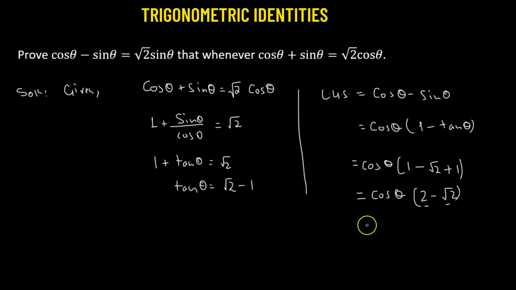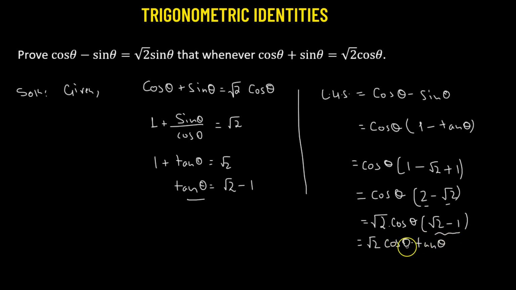Now from 2 minus square root of 2, we're going to take out square root of 2 as the common factor. So we have square root of 2 multiplied by cosine theta, multiplied by square root of 2 minus 1. Now we'll finally replace the value of square root of 2 minus 1 with tangent of theta. This is going to give us square root of 2 times cosine of theta times tangent of theta.